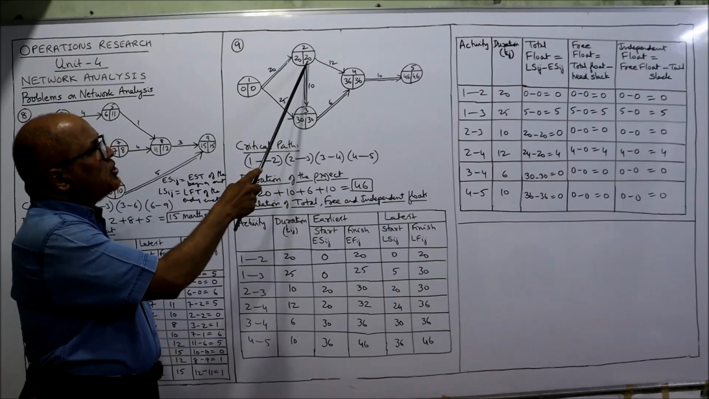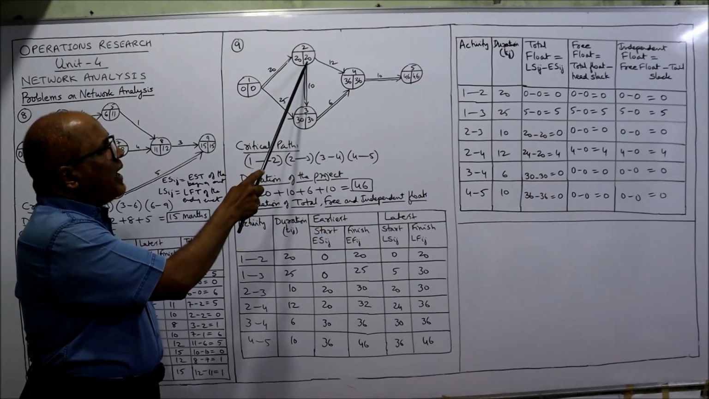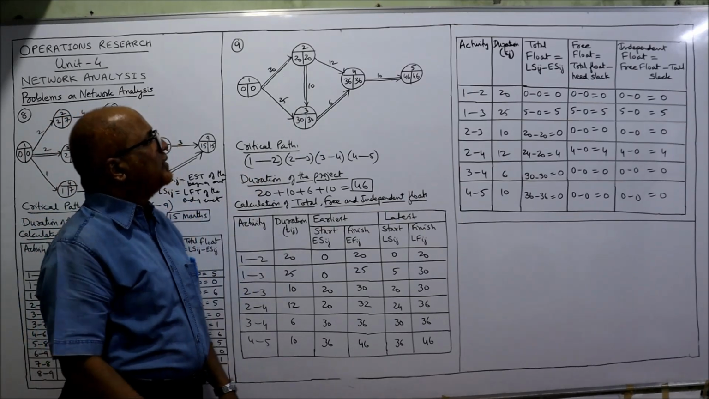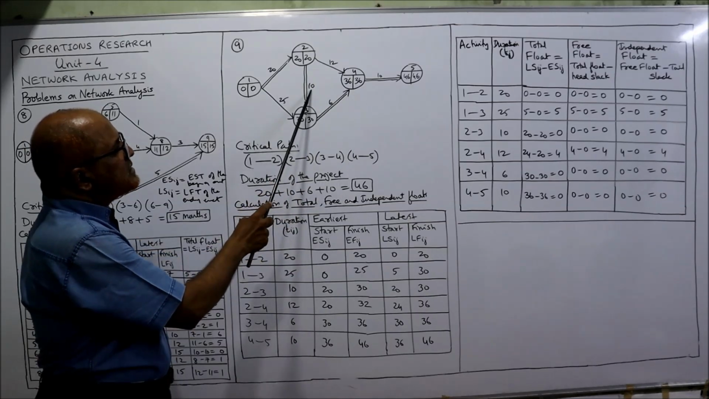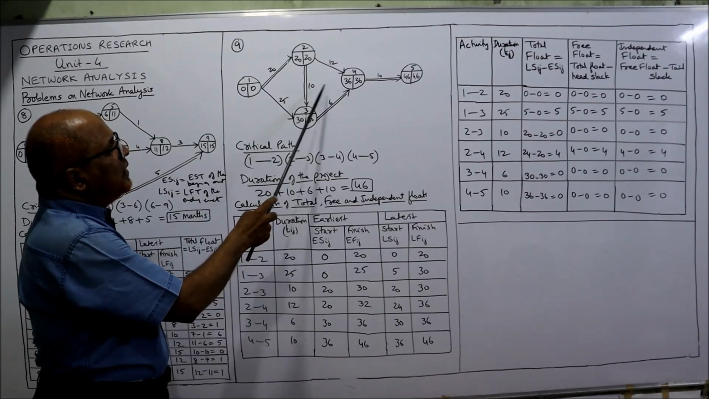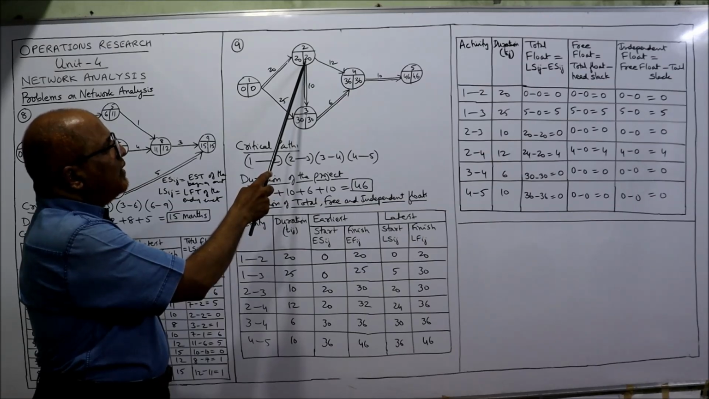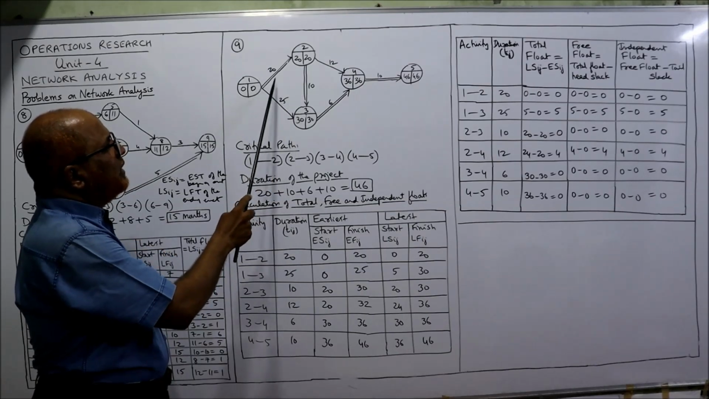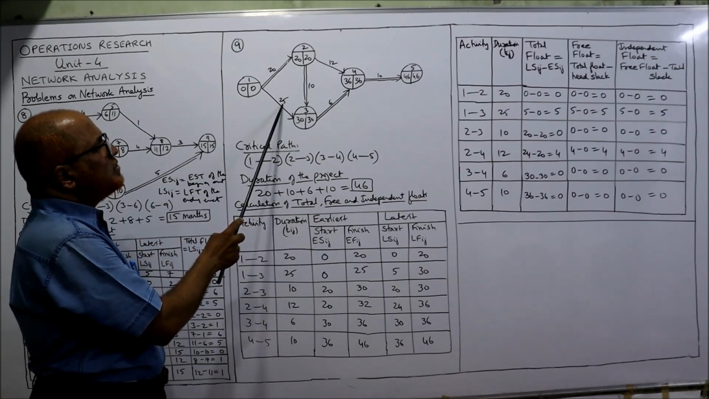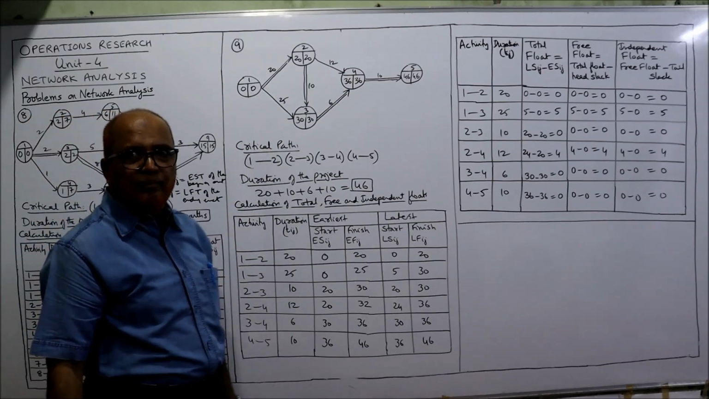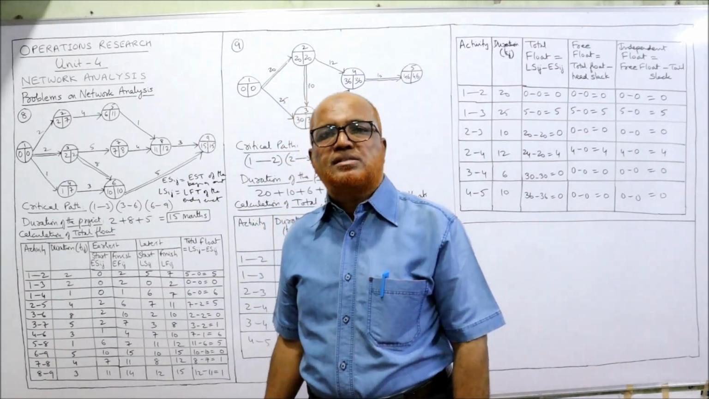Here how many arrows are bursting? Two arrows, one going from 2 to 4 and another going from 2 to 3. When two arrows are bursting, we take the minimum. 36 minus 12 is 24, or 30 minus 10 is 20. Whichever is less, 20 is less. Now here two arrows are bursting, so we take the minimum. 20 minus 20 is 0, or 30 minus 25 is 5. 0 is less. Over.